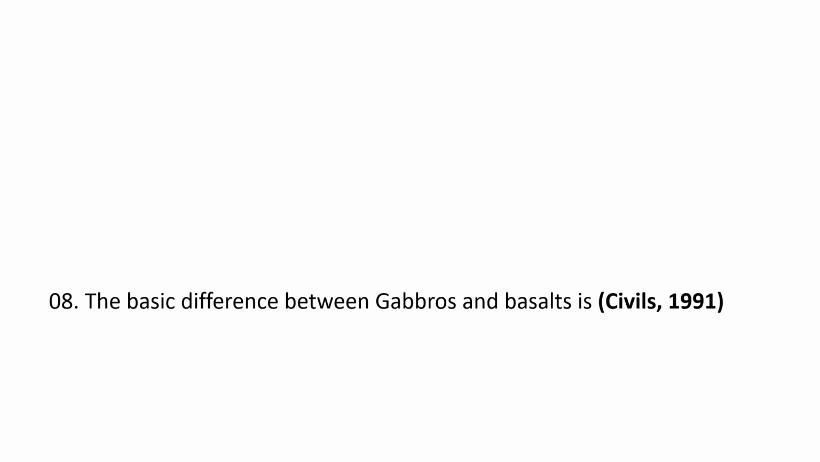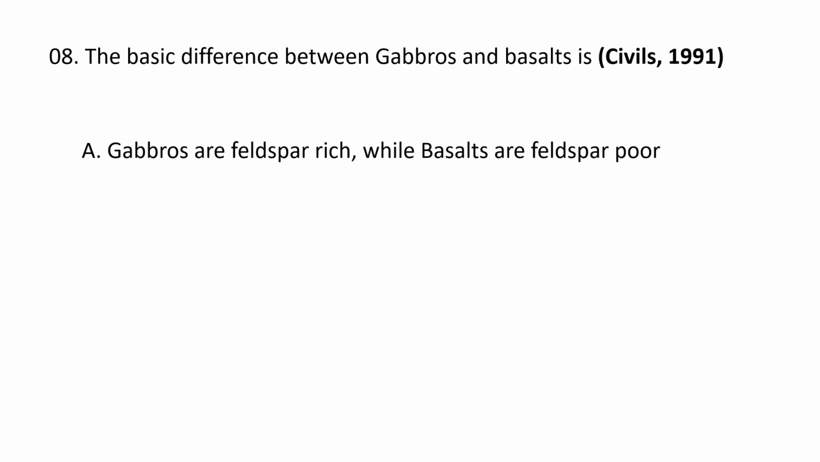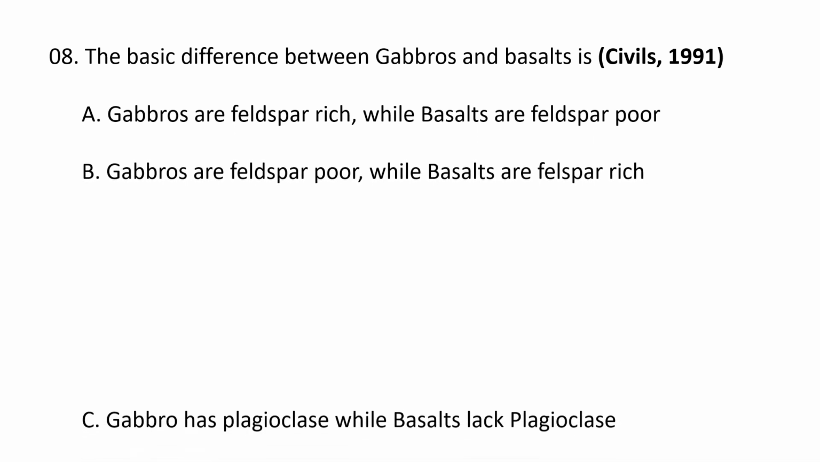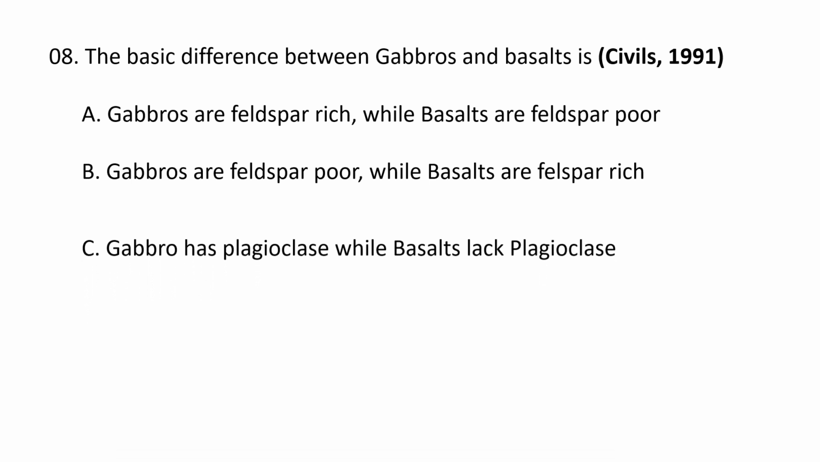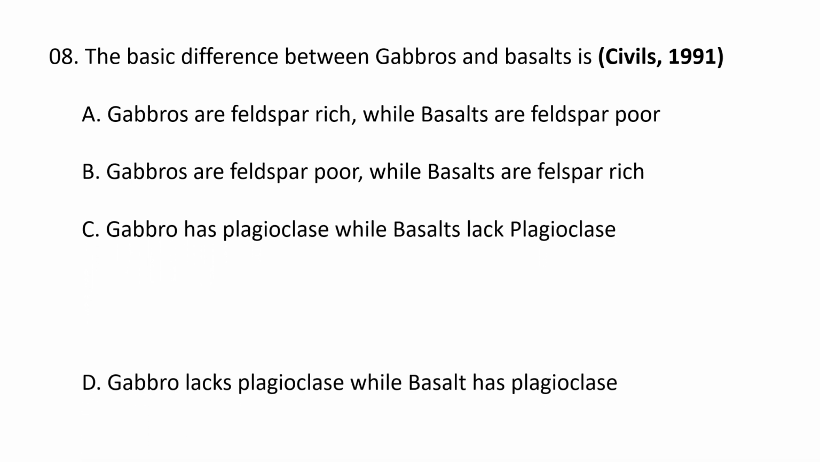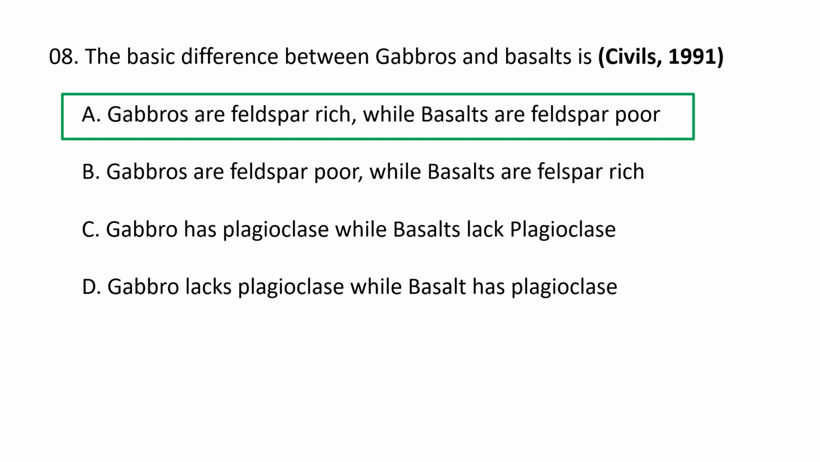Eighth question. The basic difference between gabbros and basalts is: A. Gabbros are feldspar rich while basalts are feldspar poor. B. Gabbros are feldspar poor while basalts are feldspar rich. C. Gabbro has plagioclase while basalts lack plagioclase. And D. Gabbros lack plagioclase while basalt has plagioclase. So the basic difference between gabbro and basalt is that gabbros are feldspar rich while basalts are feldspar poor.